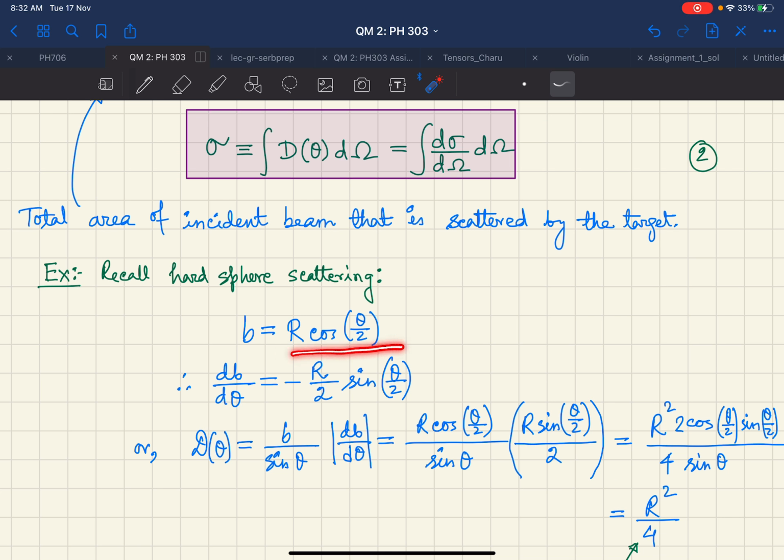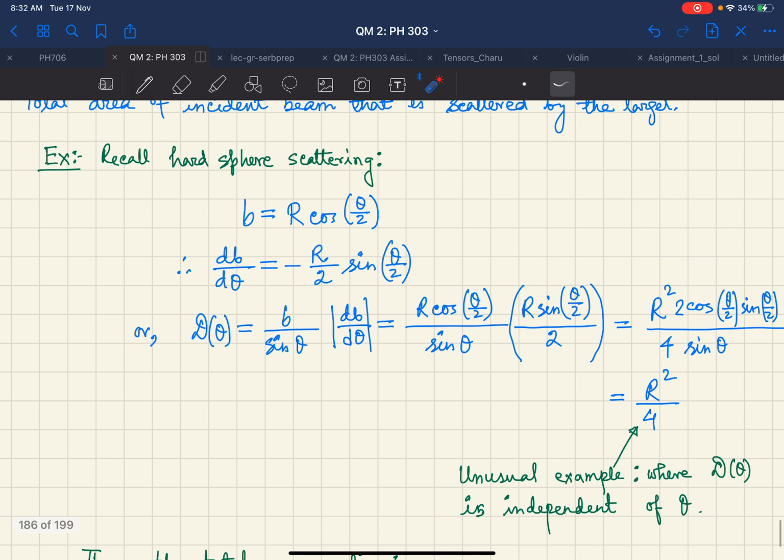For example, b I can write in terms of the scattering angle theta, which is r cosine theta by 2, and then mod of dB d theta is nothing but r by 2 sine theta by 2, which is here, and therefore this is r square 2 cosine theta by 2 sine theta by 2 by 4 sine theta. I have just multiplied the numerator by 2 and put a 4 here, such that I can write it as sine 2 theta by 2. So this is sine theta. So the sine theta gets cancelled and what we get is r square by 4.